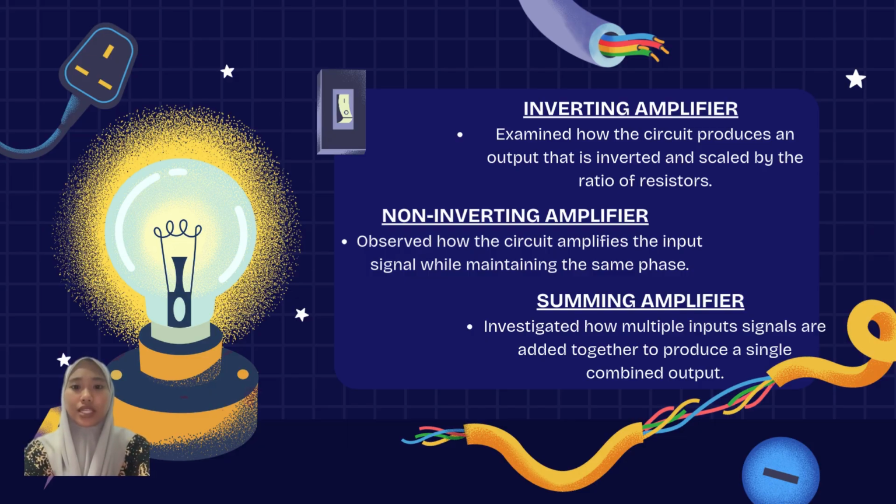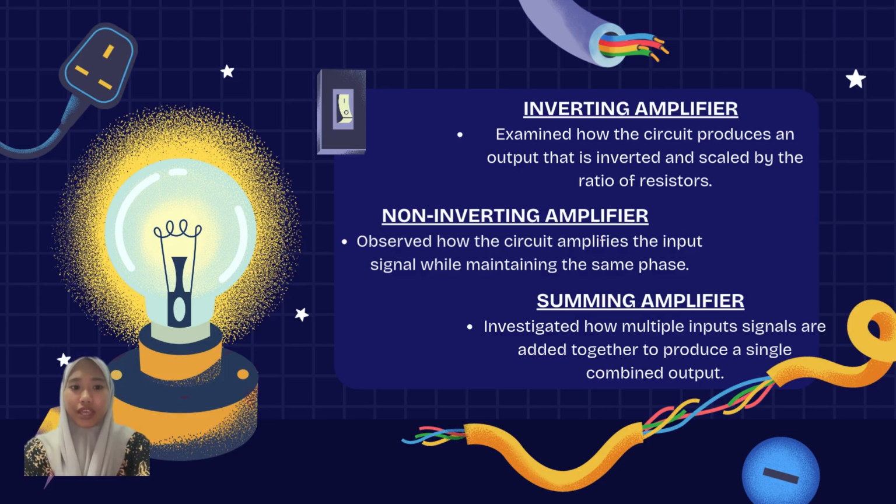The first one is inverting amplifier. How the circuit produces an output that is inverted and scaled by the ratio of resistors. Second is non-inverting amplifier. Observe how the circuit amplifies the input signal while maintaining the same phase.